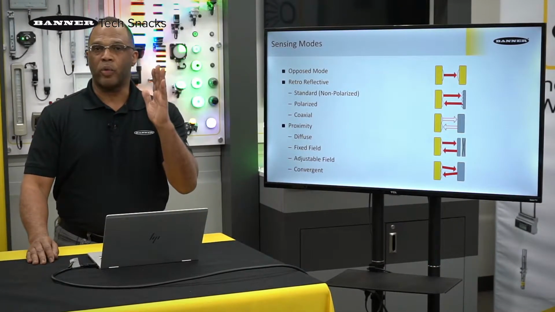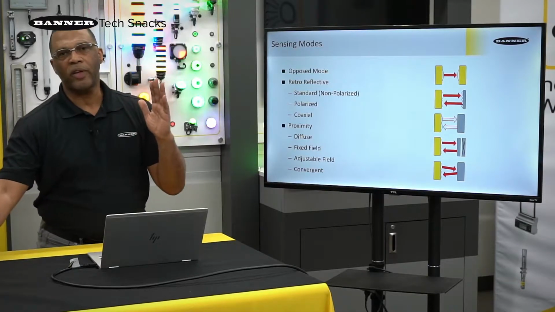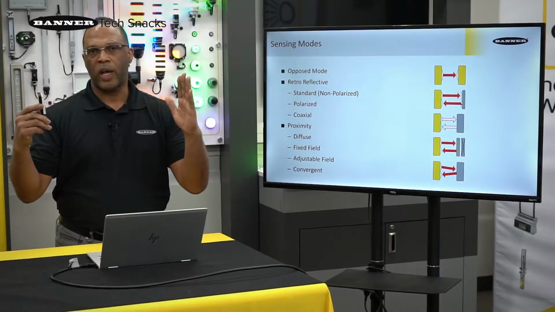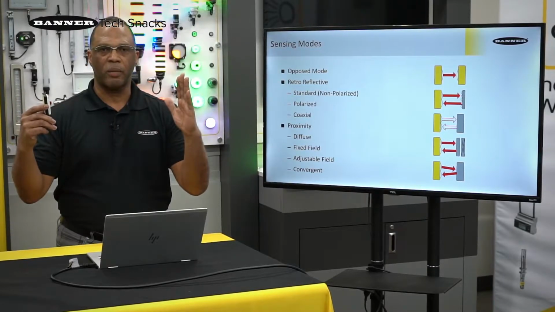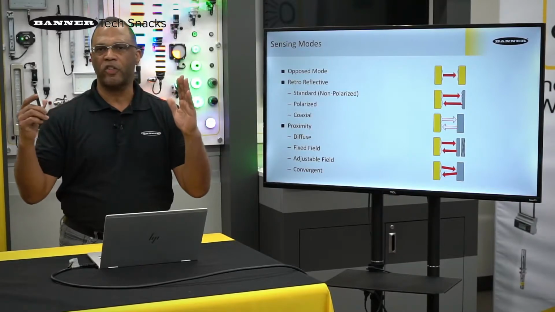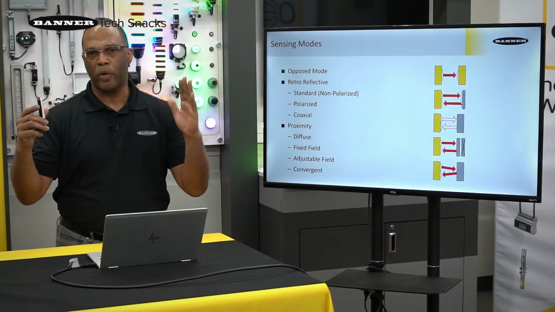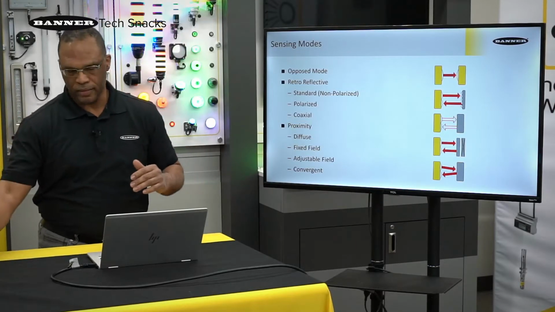The next mode is retro or retroreflective. You have the emitter and the receiver now in one housing, but you have another object that is called a reflector. So the reflector shines at the emitter and receiver element, and when an object comes in between them, it changes the output on the receiver. This offers the second most amount of excess gain.